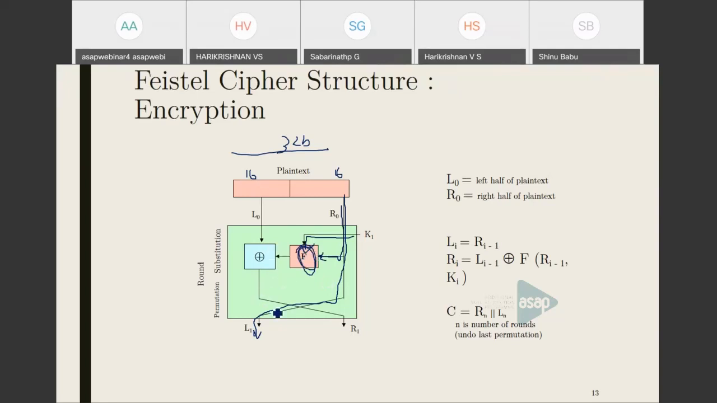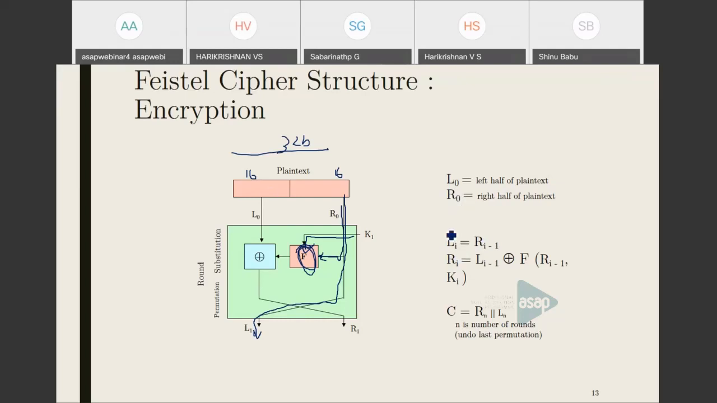And that XOR is what goes in as the right half. So that is what is shown in the mathematical expressions here. Input round L0, previous round L0, left half, previous round right half.